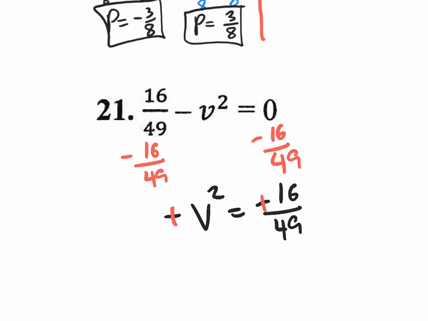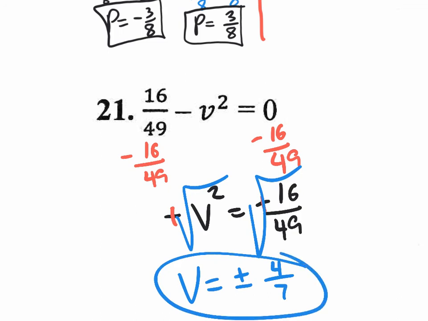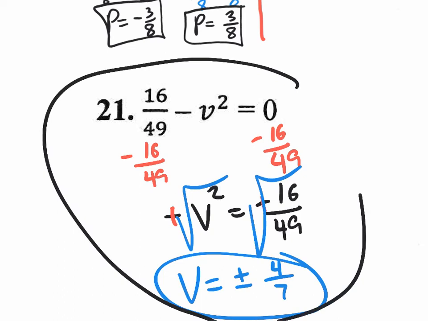And to get rid of the v squared, to just have v, you'd have to apply a square root. When you apply a square root on one side, you have to apply a square root on the other, which means that your answer will be plus or minus. The square root of 16 is 4. The square root of 49 is 7. So it's plus or minus 4/7. I'm not going to give this to you on the test, but it is important for you to know for Algebra 2.